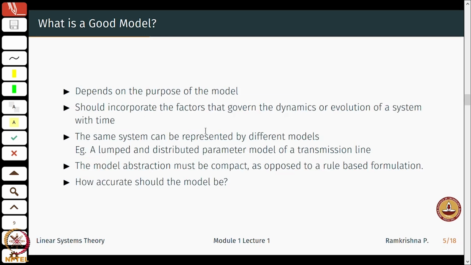Okay, what is a good model, right? Again, a good model depends a lot on what we want, or what the questions are, or what we want to do with the model. So, what is the purpose?